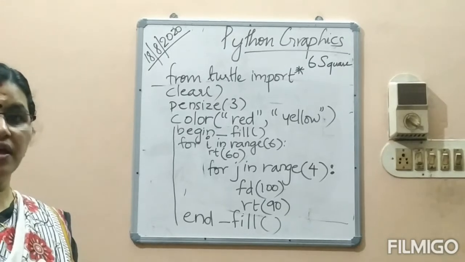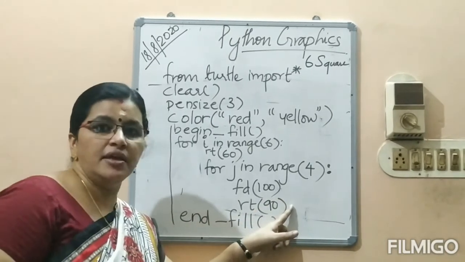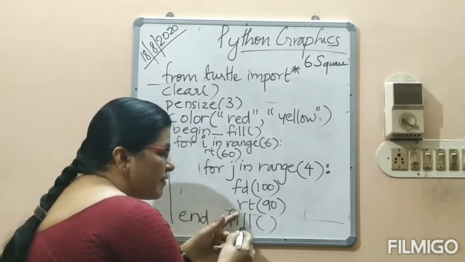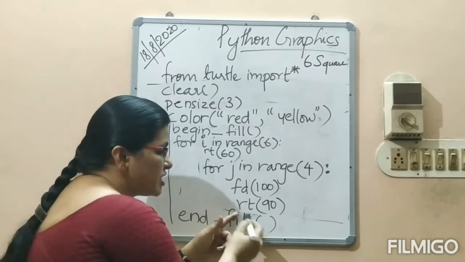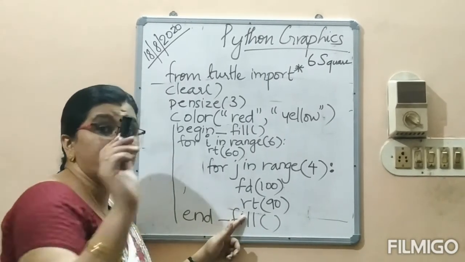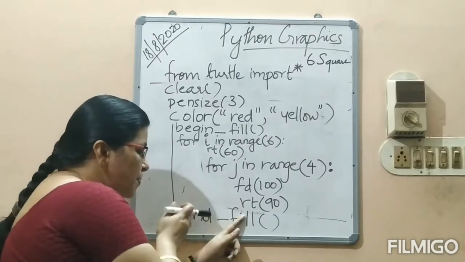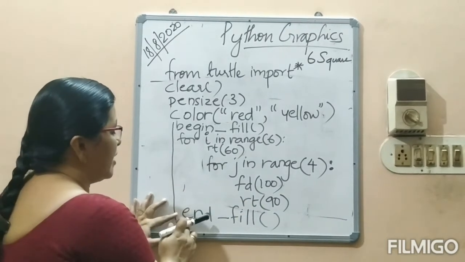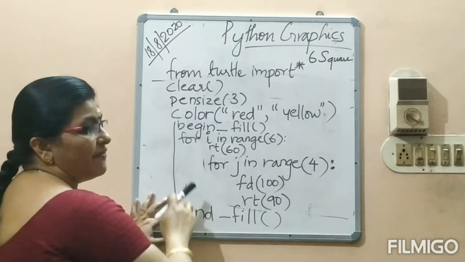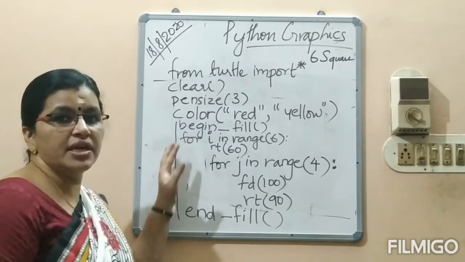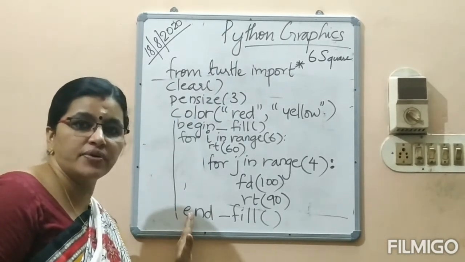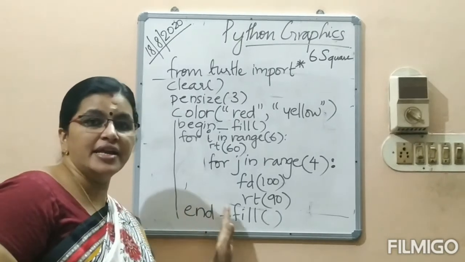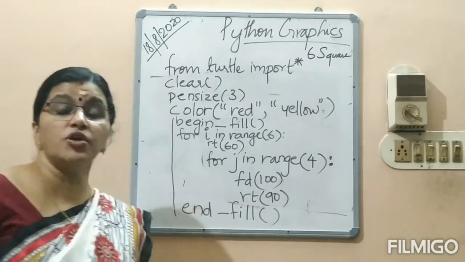You get it? When you press the enter key, the cursor will be here. But you have to backspace and bring the cursor to the level of begin fill. At the level of begin fill, you have to write end underscore fill. Then only you get the fill color.